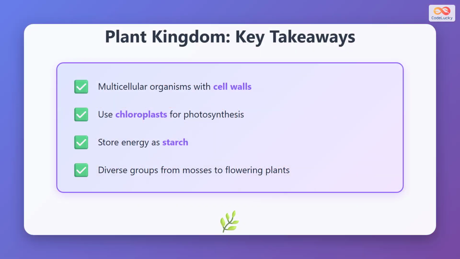Let's review the key concepts about the plant kingdom. Plants are multicellular organisms characterized by cell walls made of cellulose. They use chloroplasts to perform photosynthesis, converting light energy into chemical energy. Plants store this energy as starch for later use. The plant kingdom encompasses diverse groups ranging from simple mosses to complex flowering plants. Understanding these fundamental characteristics helps us appreciate the critical role plants play in sustaining life on our planet.